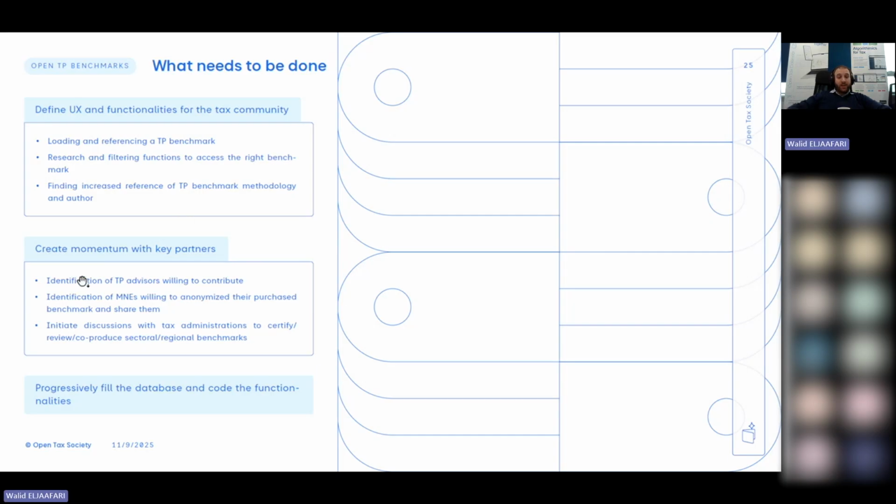And the other element that is very interesting is that we are contacting right now TP advisors that produce TP benchmarks, not because it's profitable for them, but because it keeps them on the map for TP consulting services, in order to see if they also want to share all of the benchmarks that they produce the same way. Of course, they need to be anonymized, meaning the initial group that wanted to purchase this should not be named, so we'll ensure that all of them are completely anonymized. And finally, we will have to initiate discussions with tax administrations in order to see how these benchmarks could be certified or be co-produced with some of the tax administrations for some cases. Again, that would be the best case, because it means that you would have absolute certainty on these benchmarks.